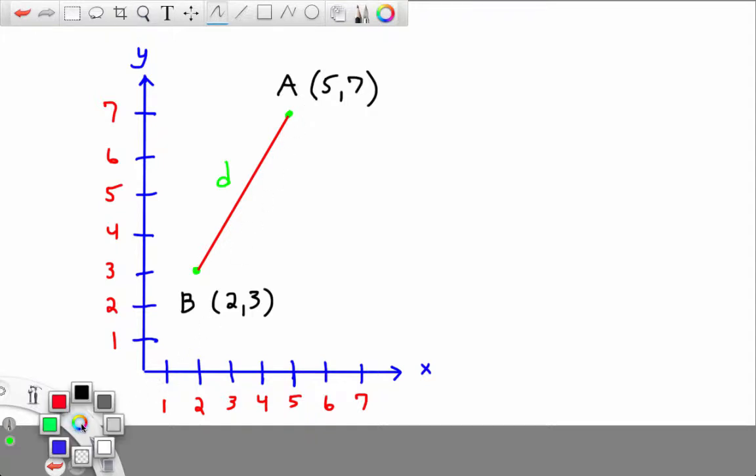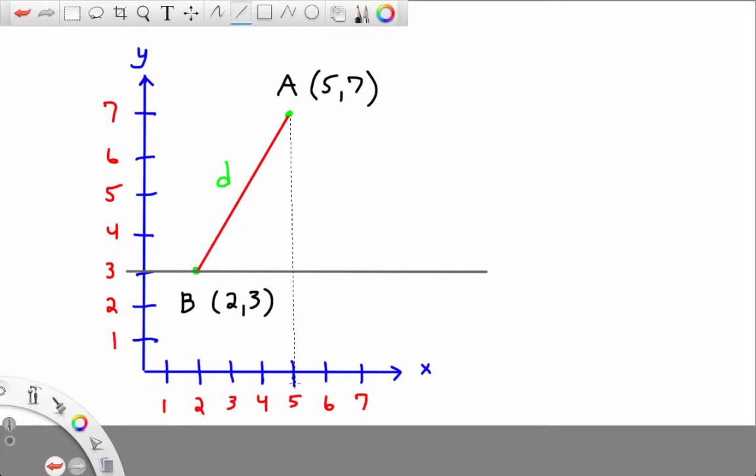The way we're going to go about it is we're going to extend a horizontal line through point B like this, and then we're going to extend a vertical line through point A like this, and that leaves a point of intersection here, which I will label C. And you can tell that the coordinates of C are 5, 3.